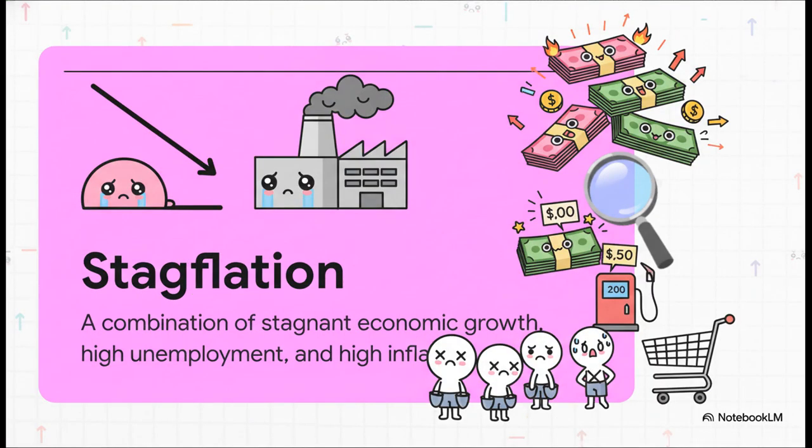And now for what is basically a policymaker's worst nightmare, stagflation. The name kind of gives it away, right? It's this awful, toxic mix of economic stagnation, which means the economy isn't growing and lots of people are unemployed, and high inflation. This is such a huge problem because the usual economic fixes just don't work. If you raise interest rates to fight the inflation, you make unemployment worse. But if you try to boost the economy to create jobs, you just pour more fuel on the inflation fire. It's the worst of both worlds.